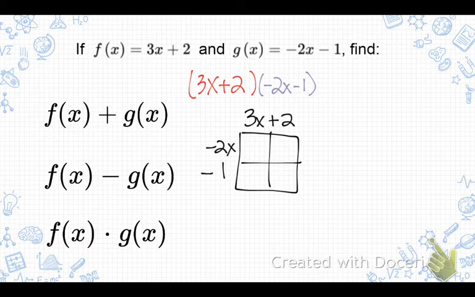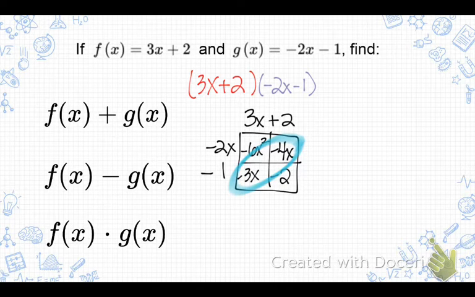Negative 6x squared. Good. Now down. 3x times negative 1 is what? Negative 3x. Across the top, negative 2x times 2. Negative 4x. And 2 times negative 1. Negative 2. Perfect.